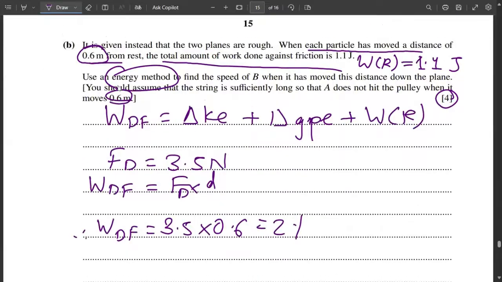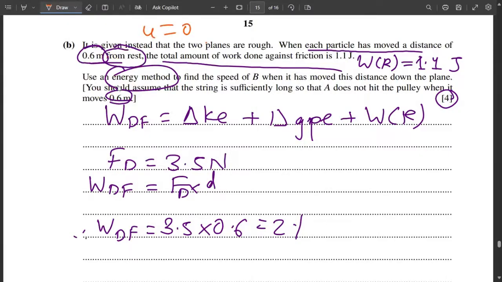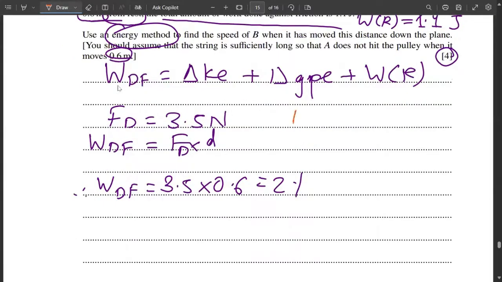What they have told us here is that when each particle has moved a distance of 0.6 meter from rest. Rest means initial velocity for both particles will be 0. So kinetic energy will simply be half into m into v square. Now, because both particles will move at the same speed, we can simply add their masses, which will be 0.3 plus 0.5 into what velocity are they traveling? We don't know. That's what we have to find out, speed v.